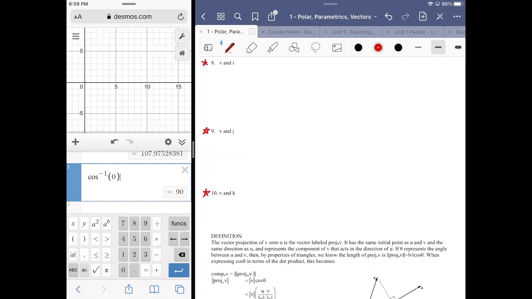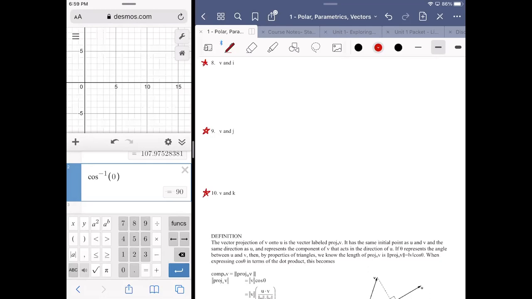All right, so we have components and we have projections. The notation is really kind of weird. I mean, it's more than kind of weird. It's extraordinarily weird, but I'll get you through it. In terms of building out that definition, the vector projection of v onto u is the vector labeled proj sub u of v, right? So in terms of the notation, the subscript is the vector that you're projecting onto. More on that in a few minutes.